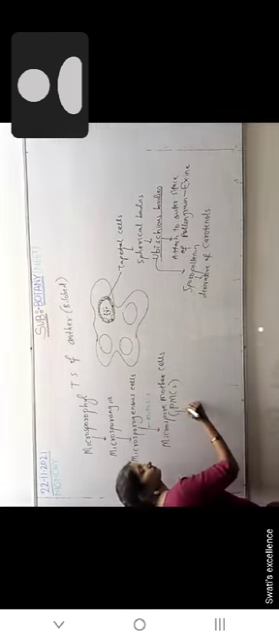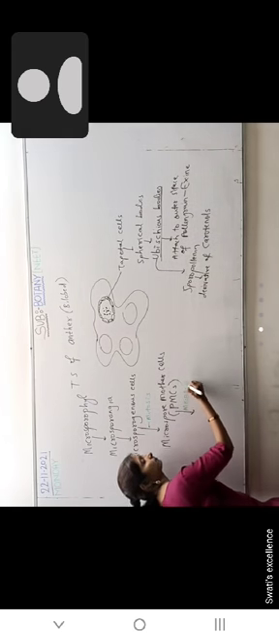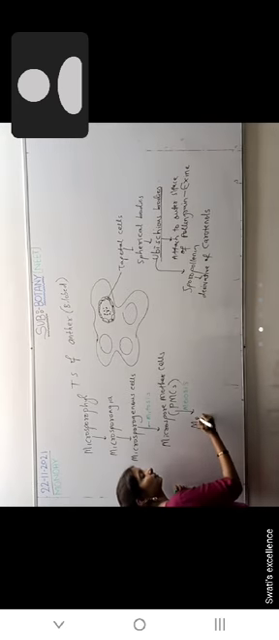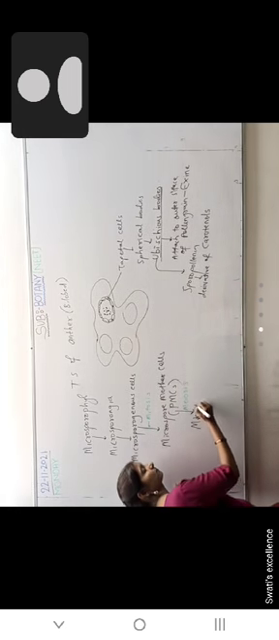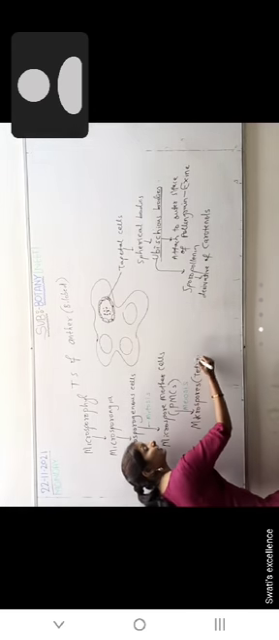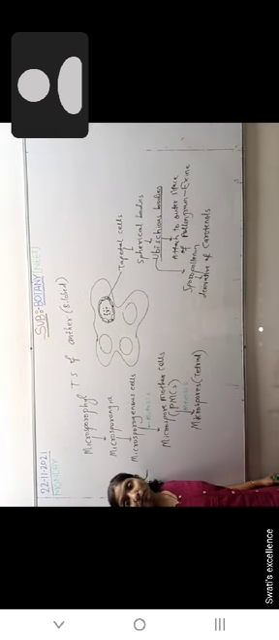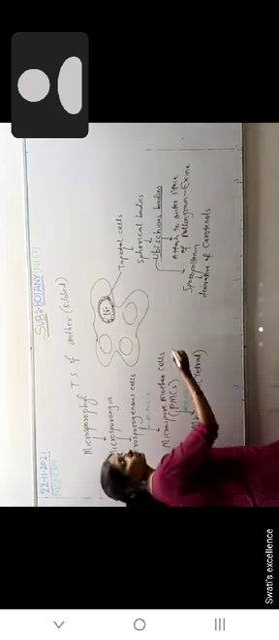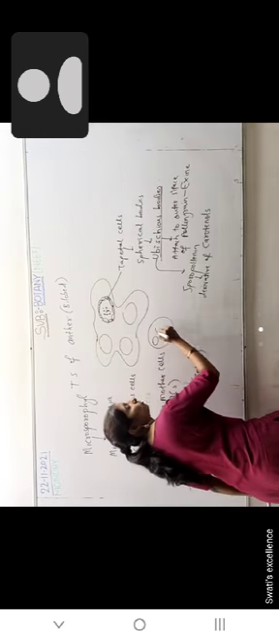Okay. Then these PMCs, that is microspore mother cells, undergo division to produce microspores in the form of tetrad. Microspores means pollen grain. So when the microspores are formed, they are in the form of tetrad.